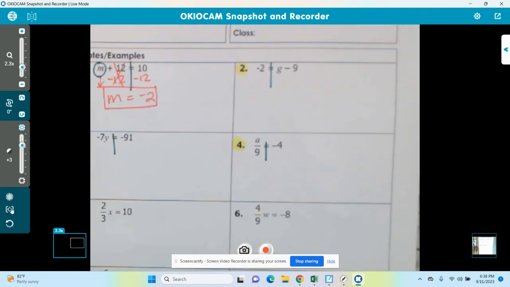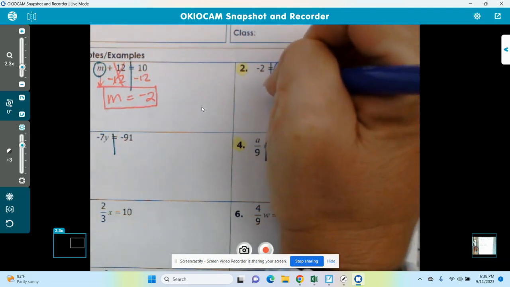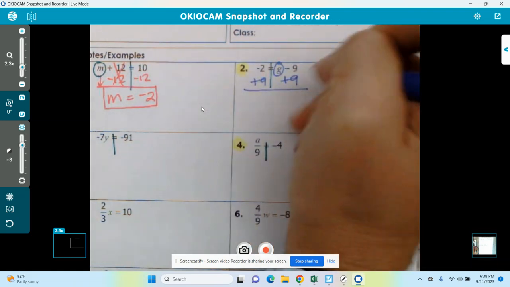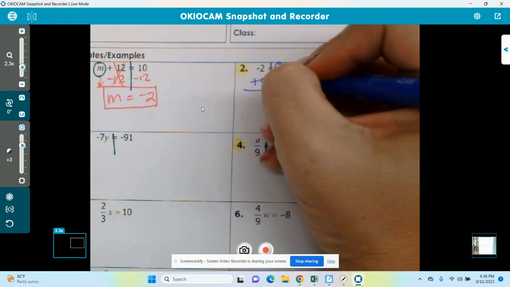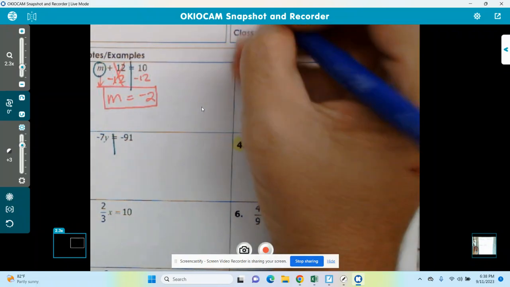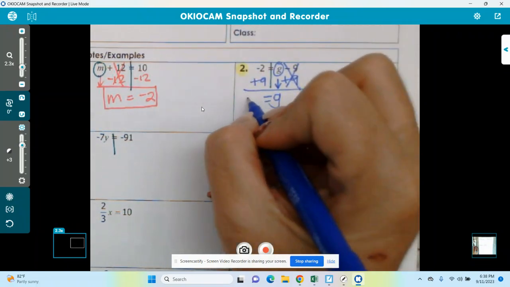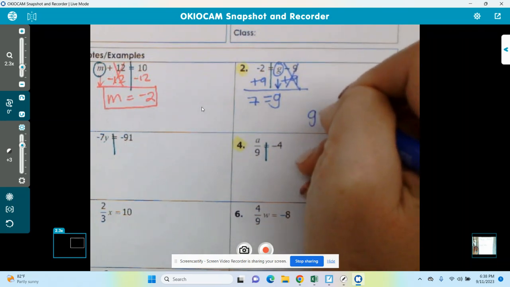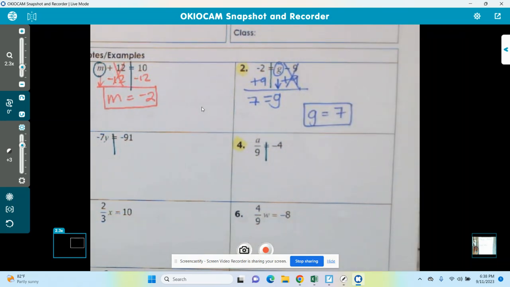All right, moving over here to number 2. Here's my variable right here. So I'm going to be moving this -9. The opposite of -9 is +9. What you do to one side, you do to the other. That cancels those out. Brings down my g, and -2 plus 9 is going to give me 7. Now, I always want your variable written on the left for your final answer, so I'm just going to flip that around and put g equals 7.